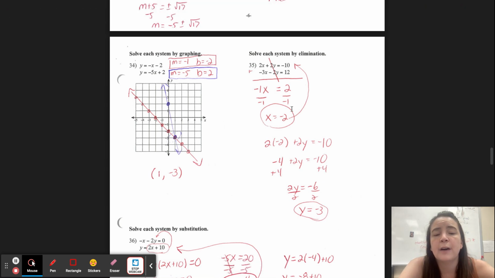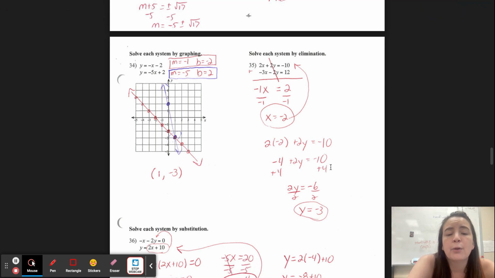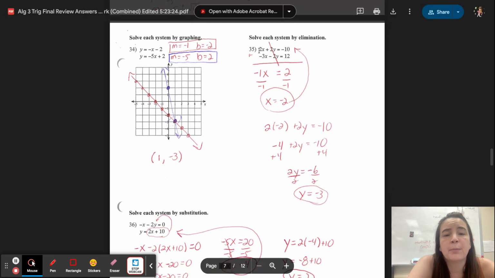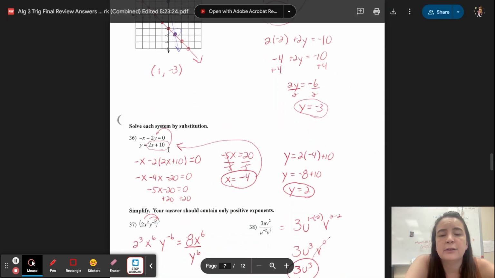I go ahead and divide, and I have x equals -2. Now you're not done. You still have to figure out what y is. So I go ahead and pick either equation, the top or the bottom. I happen to pick the top. You plug it in, and then you solve, and you get what y is. Oh, and to check these, by the way, you would plug it into both equations. Make sure it works.